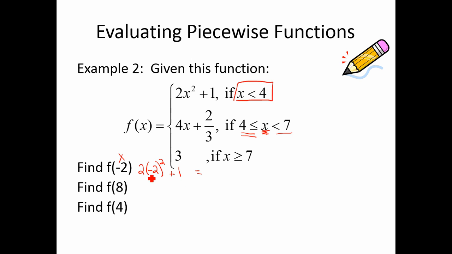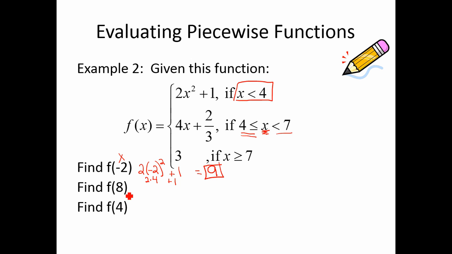Now when you go to calculate this, be very careful. You need to put parentheses around that number you're plugging in because we need to square it first. So negative 2 squared, times itself, becomes positive 4. Times 2 is 8, plus 1 more makes 9. So the value then of that function piece there would be 9.